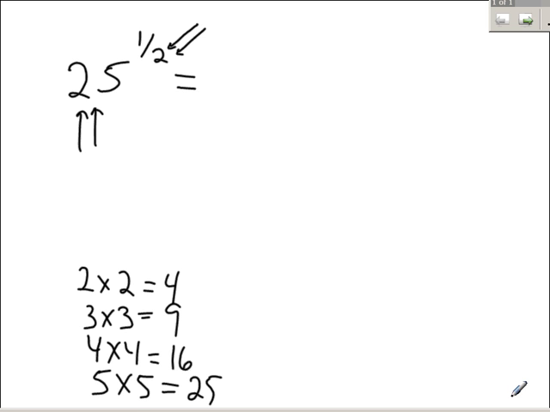What times itself 2 times gives us 25? 5. Now raise 5 to that number. Raise 5 to the 1, and 5 to the 1 is 5.